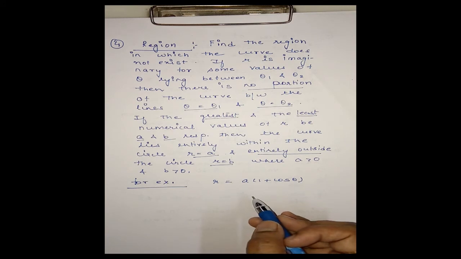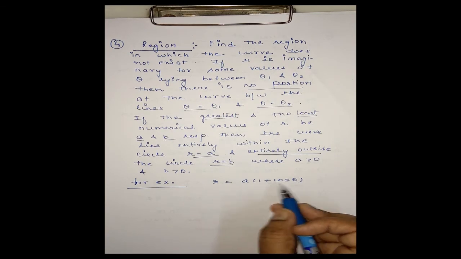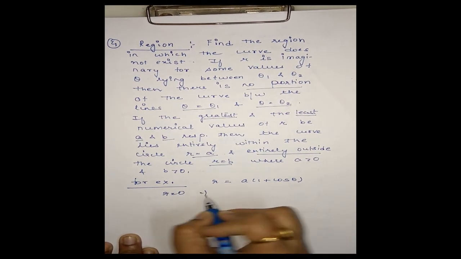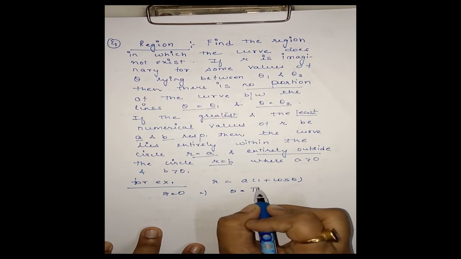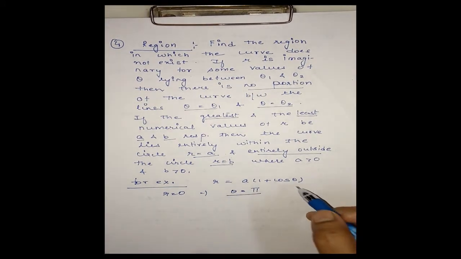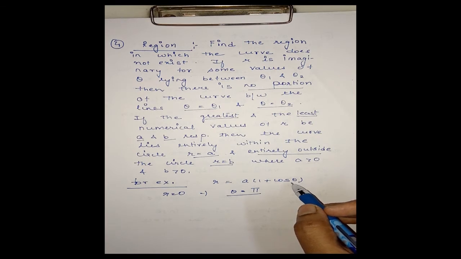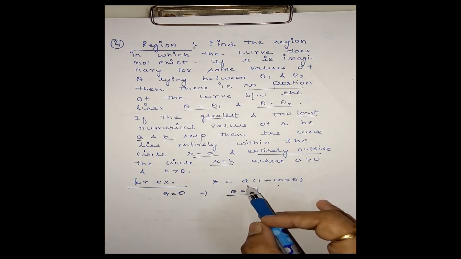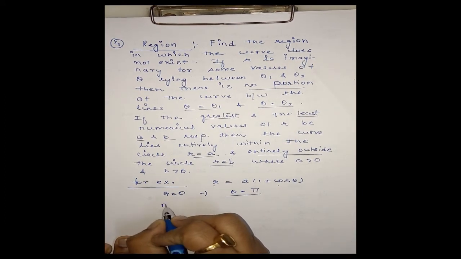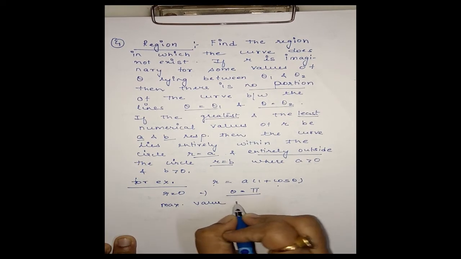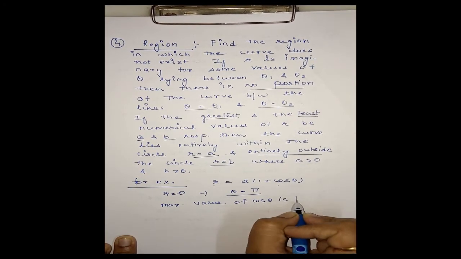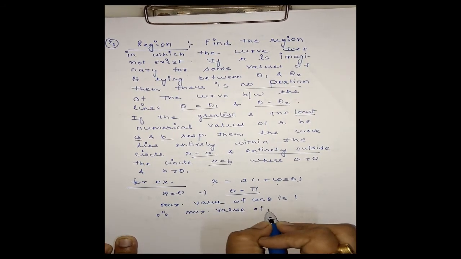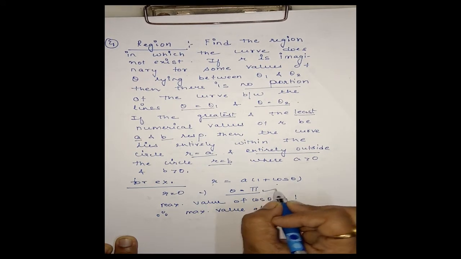For example, if I have the curve r is equal to a(1 plus cos theta), it passes through the pole, since for r is equal to 0, theta is equal to pi. Also we know that the maximum value of cos theta is 1. That means the maximum value of r is a(1 plus 1), that is 2a, and it passes through the pole also.